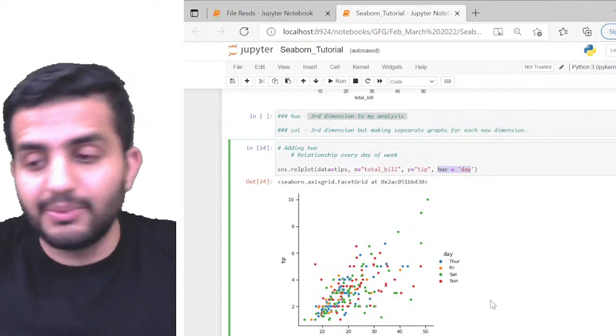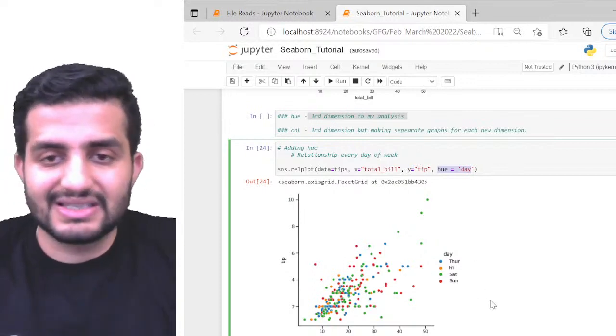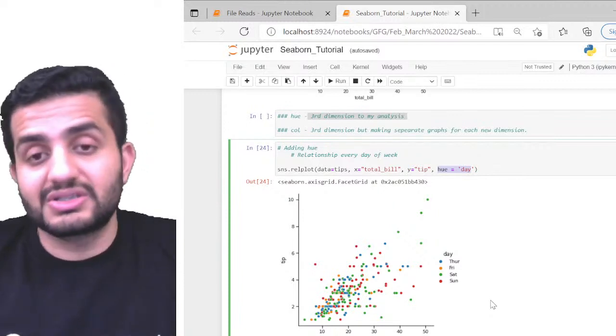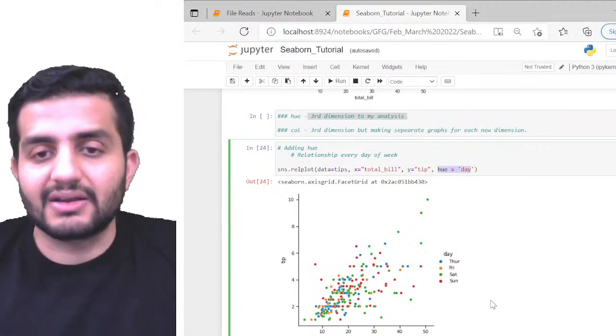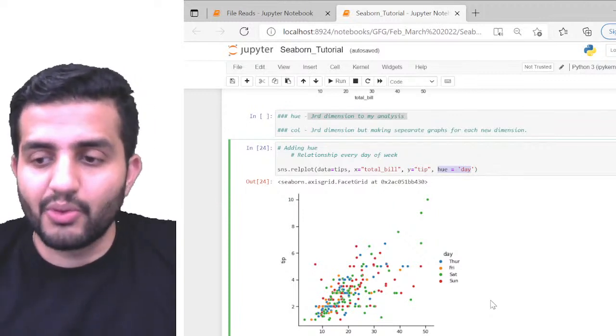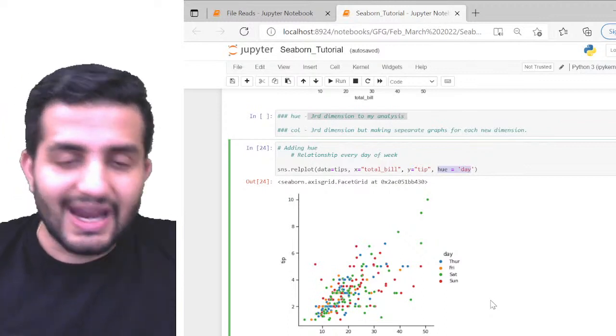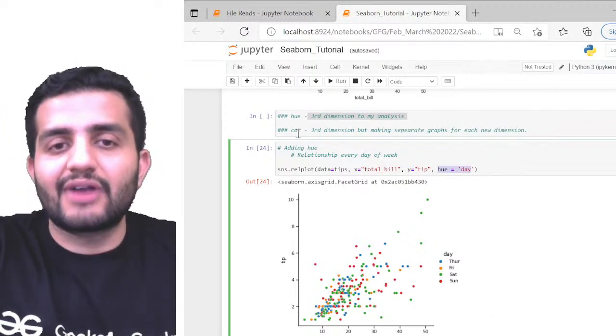And even if you keep on increasing the granularity, the number of days keeps on increasing, the issue will keep on rising, right? So the graph will become more and more unreadable, right? So to cater to this problem, we have another argument called col.